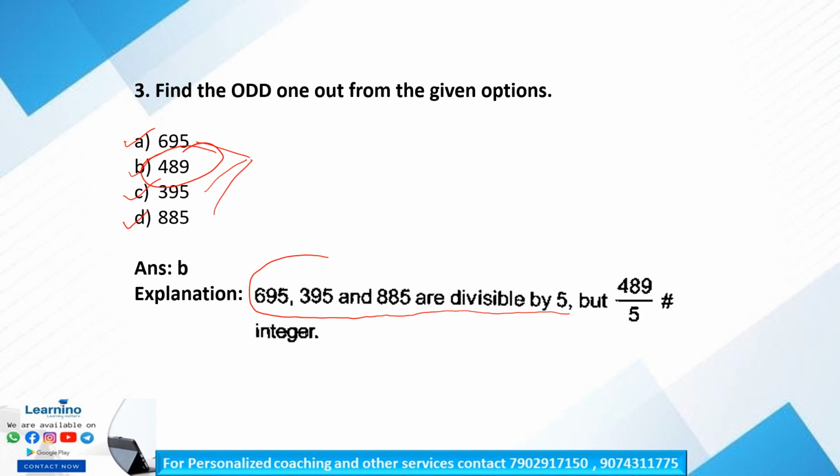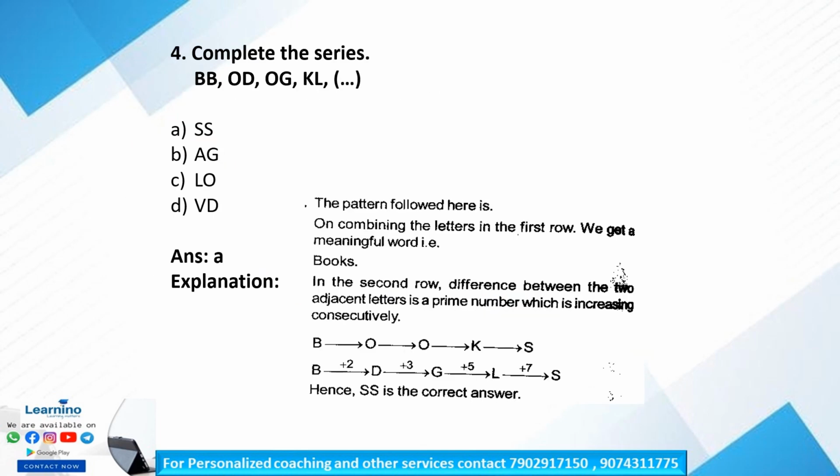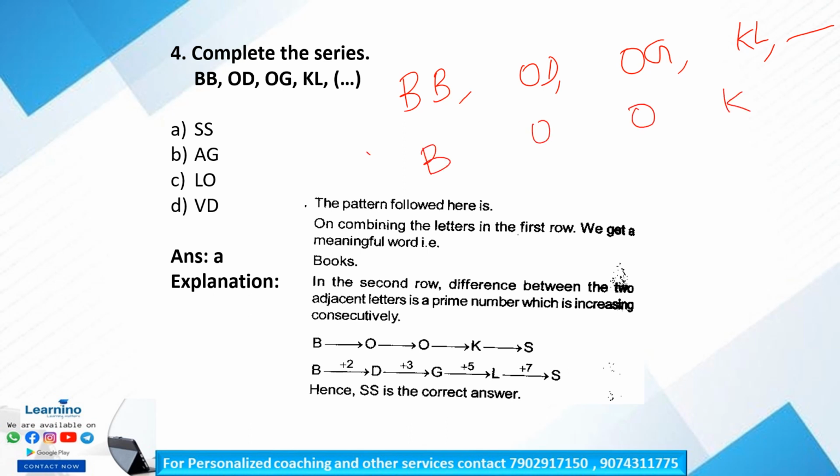So moving on to the next question, question number 4. Complete the series: BB, OD, OG, KL. Option A: SS, option B: AG, option C: LO, and option D: VD. Is it clear? Let us consider the first letter of each term.